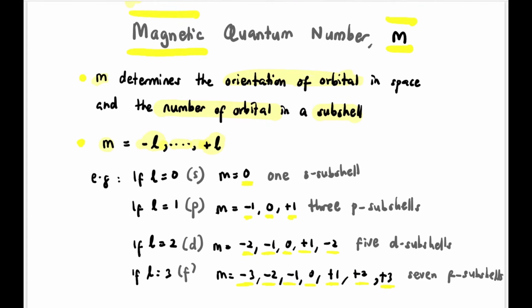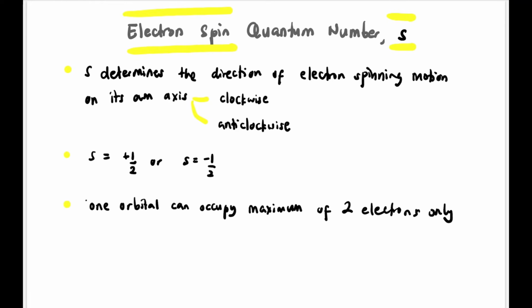Last but not least is electron spin quantum number S. So NLM S. S ni determines the direction of electron spin dalam axis dia, sama ada clockwise ataupun anti-clockwise. So S ni tidak payah ingat panjang, dia cuma ada 2 value saja, positive half ataupun negative half. Jadi satu orbital dia boleh maximum occupy 2 electrons only.